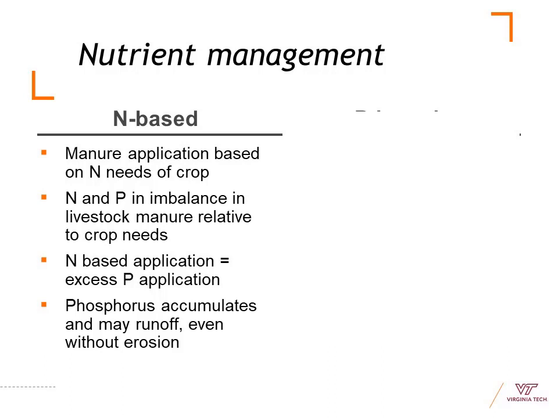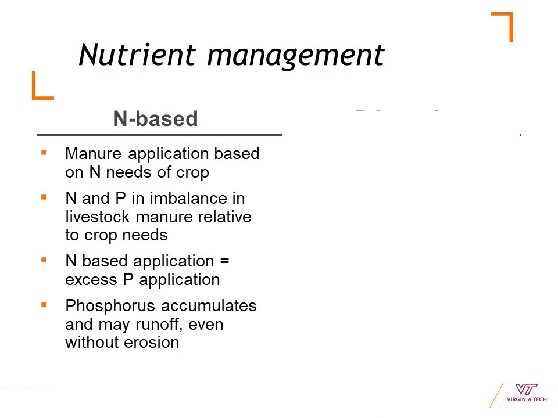I'm going to walk through this another way. If we apply manure to meet the nitrogen needs of the crop, understand that nitrogen and phosphorus are in imbalance in livestock manure relative to crop needs. So if we apply to meet the nitrogen needs of the crop, and that is called nitrogen-based application, we will be applying excess phosphorus. The phosphorus can accumulate and may run off even without erosion.